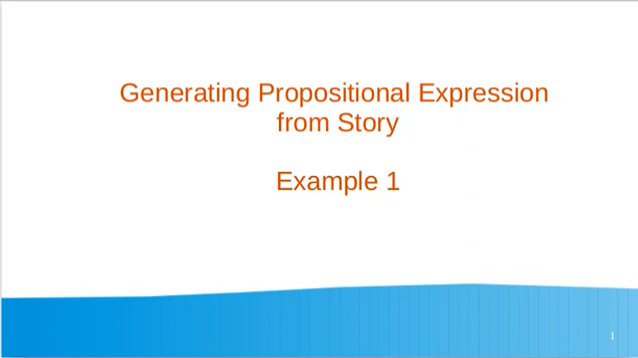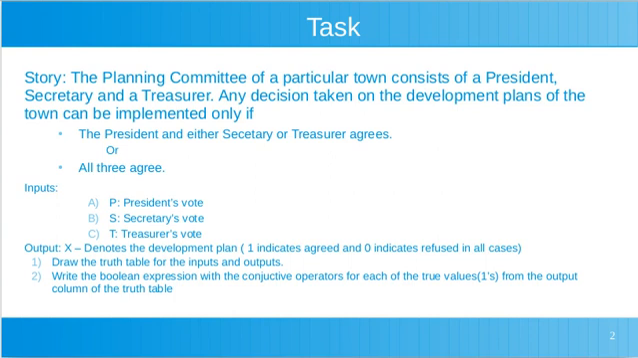I'm going to give you an example of generating propositional expression from a story. So let's start. The story is: the planning committee of a particular town consists of a president, secretary and a treasurer. So there are three persons: president, secretary and treasurer.